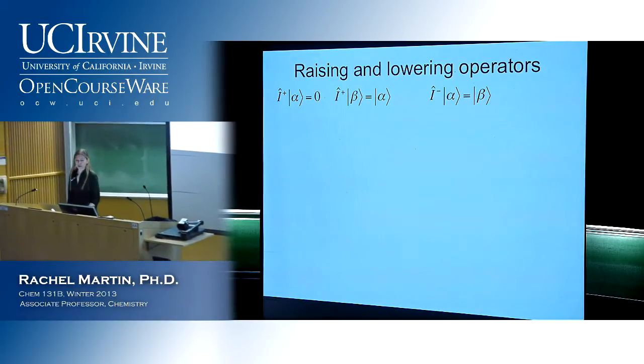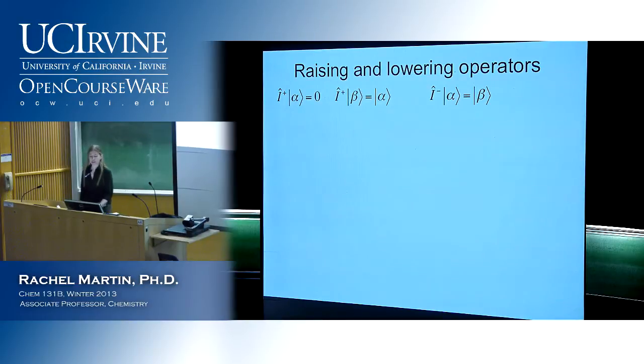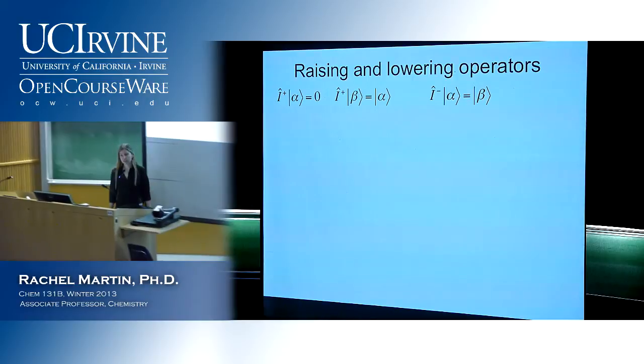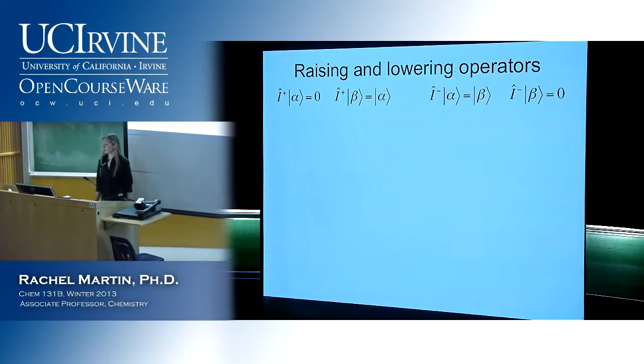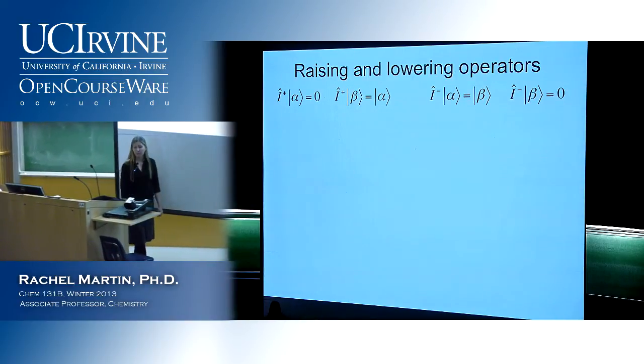I will try to go back and put that in before I post the slides. I minus on alpha gives you, again, your constants times beta. And I minus on beta is 0.